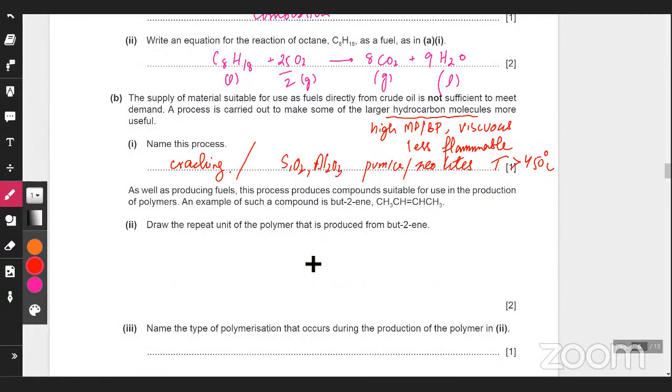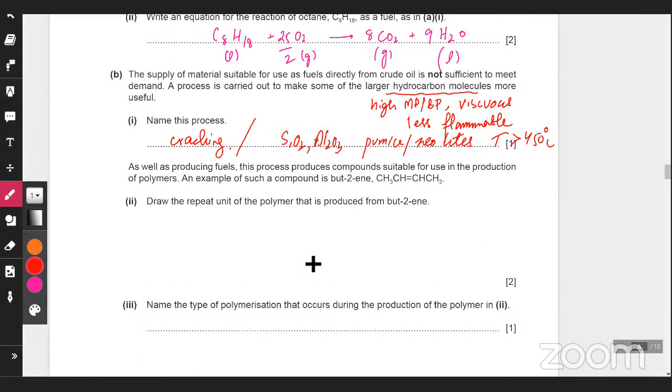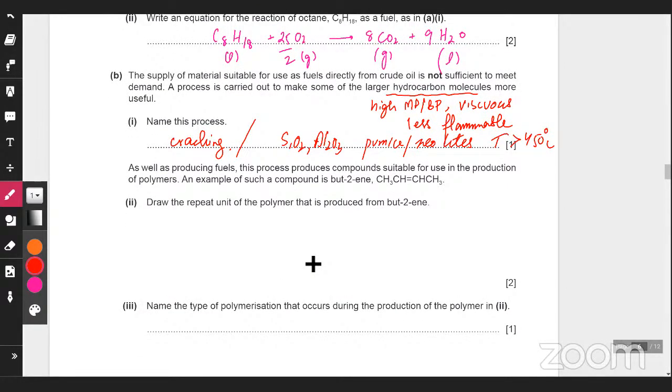The next thing is we're going to try and draw the formula of a polymer that is formed from butene. We haven't done this in class, but you've done this in O levels. So I'm just going to explain how a polymer is going to be formed from butene. Butene has four carbon atoms.